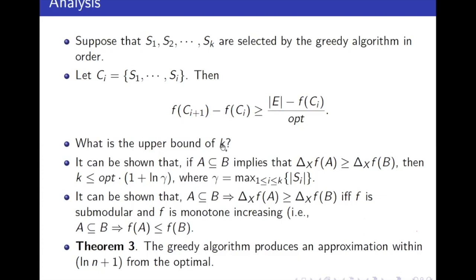So then what we want to know is, what is the upper bound of k? Okay, so we can show that k is less than or equal to the optimal solution times 1 plus log of gamma. Gamma is the maximum size of this Si, hence it could be at most n. So that means the upper bound of k, you can think of it as an approximation ratio, is log n plus 1.